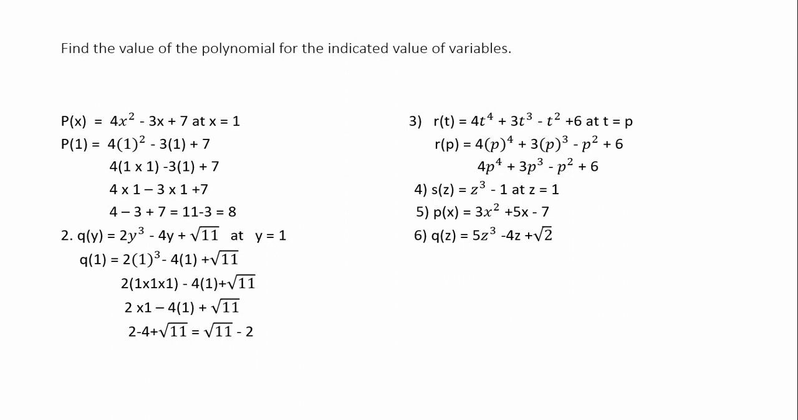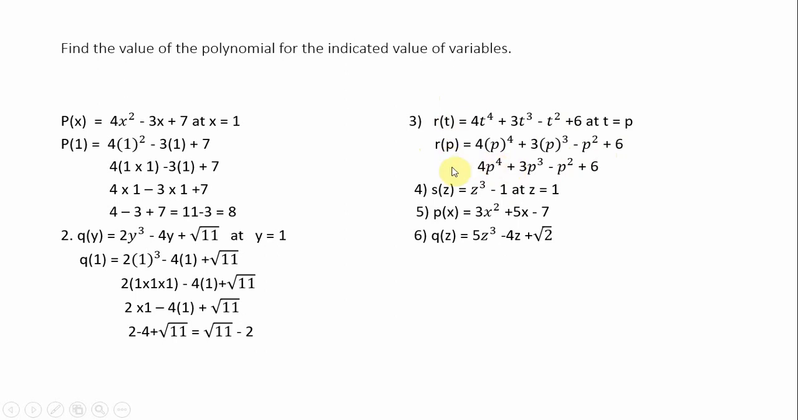So here the polynomial is r of t is equal to 4t power 4 plus 3t cube minus t square plus 6, and t is equal to p, where p is a set of real numbers. So p may be any real number. Here, in the place of t, we will be keeping p, no other change. So r of p is equal to 4 into p power 4 plus 3 into p cube minus p square plus 6. If you open it, it becomes 4p power 4 plus 3p cube minus p square plus 6. This becomes the polynomial when t is replaced with p.